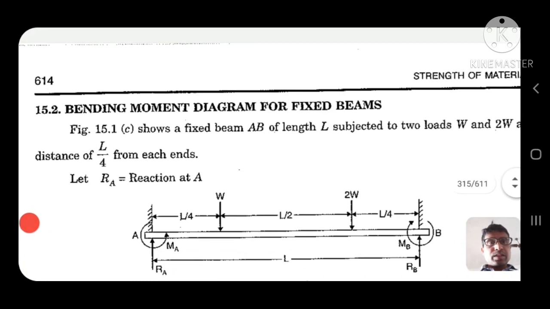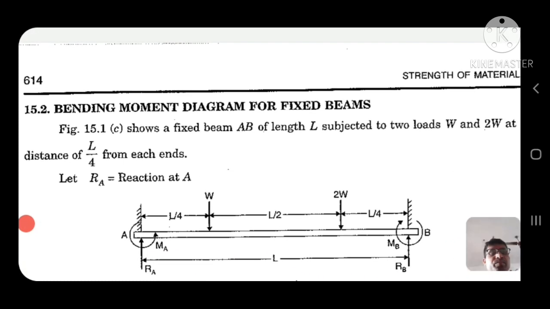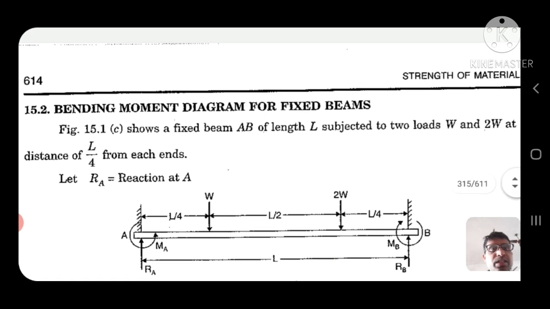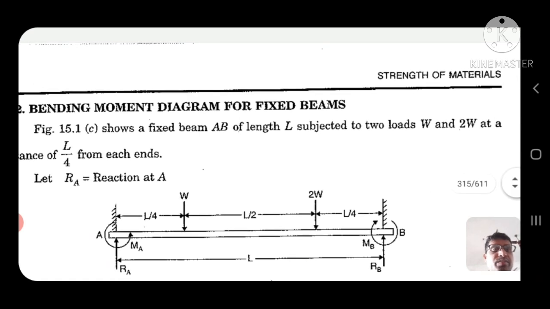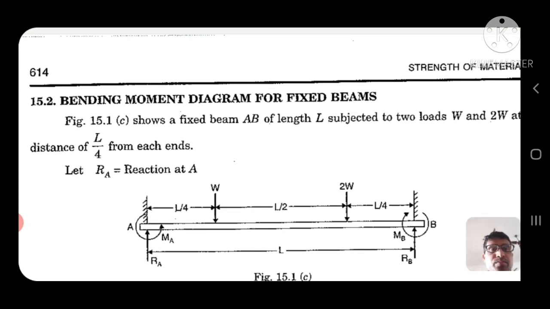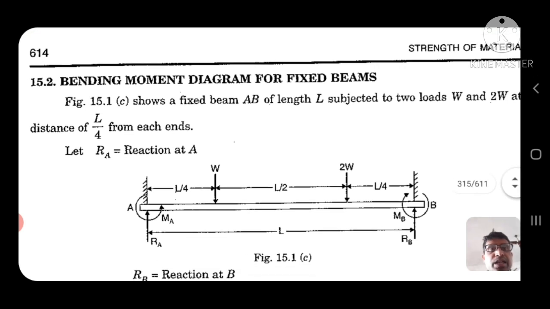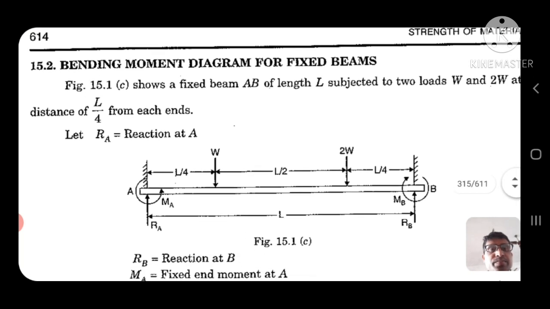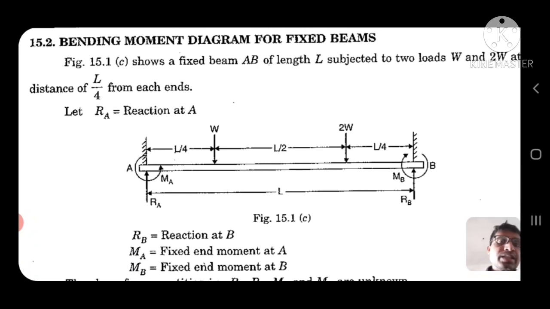Today I am discussing the bending moment diagram for a fixed beam. Fixed beam AB of length L is subjected to two loads, W and 2W, at a distance of L by 4 from each end. RA is the reaction at A, and RB is the reaction at B.